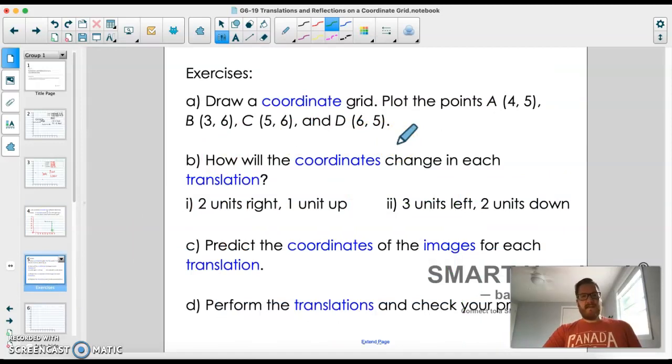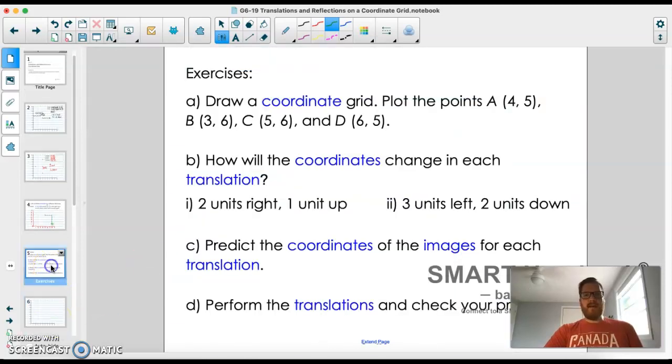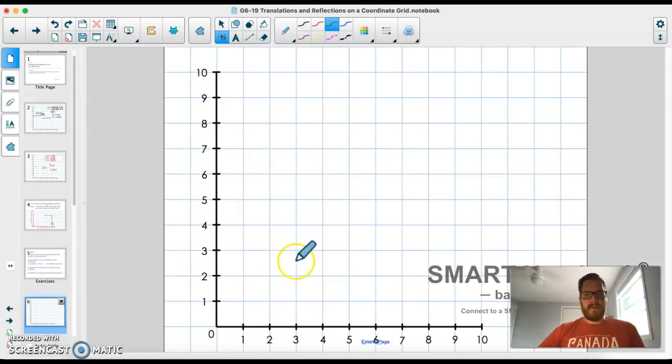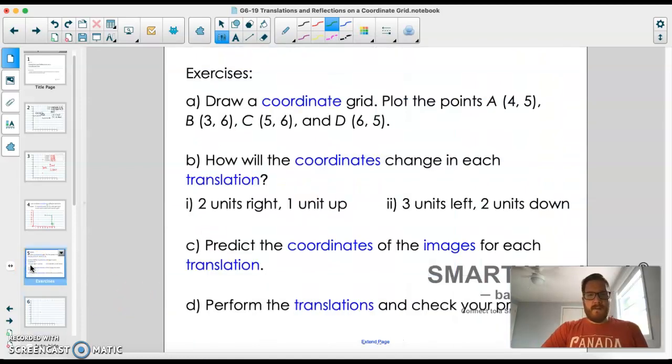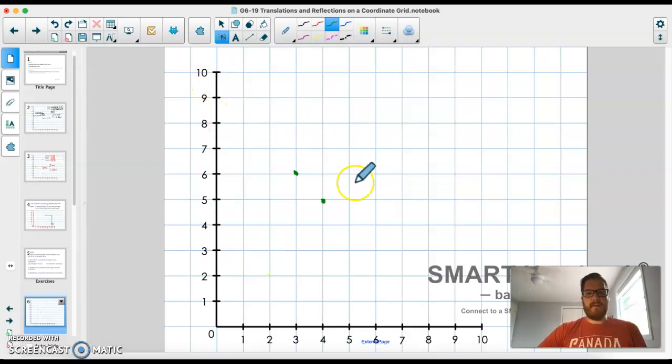Now, a little exercise, a little bit of practice. We can draw a coordinate grid and plot the points 4, 5, 3, 6, 5, 6, and 6, 5. And you can think about how the coordinates change in each translation. But first of all, how about we look at this coordinate grid and plot our points? Let's start with 4, 5 and 3, 6. So 4, 5 is right here. 3, 6 is right here. And then I had 2 other ones, 5, 6 and 6, 5. So here's 5, 6 and 6, 5. So these are my points.